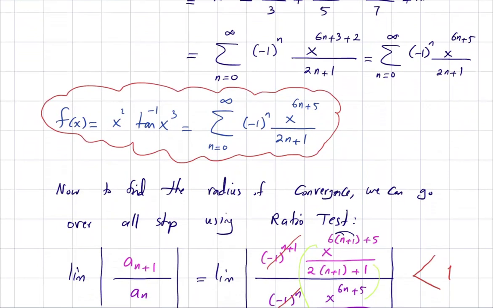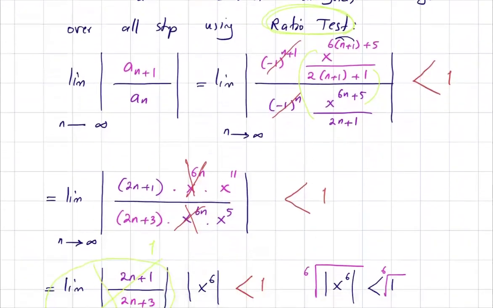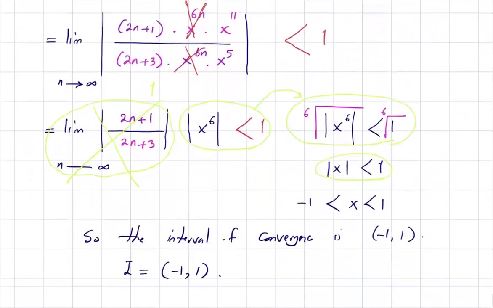For the interval of convergence, it all depends on inverse tangent of x cubed. But I showed you step-by-step work how to use the ratio test as well to check the convergence of this series. We went over all the algebra. This limit must be less than 1. The absolute value of x to the 6 must be less than 1. If you take the 6th root of both sides, absolute value of x must be less than 1, or x must be bounded between -1 and 1. This is the interval of convergence for your power series.